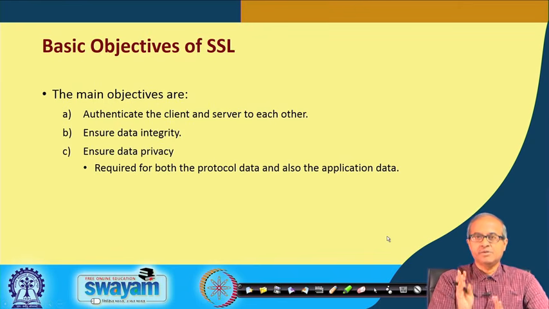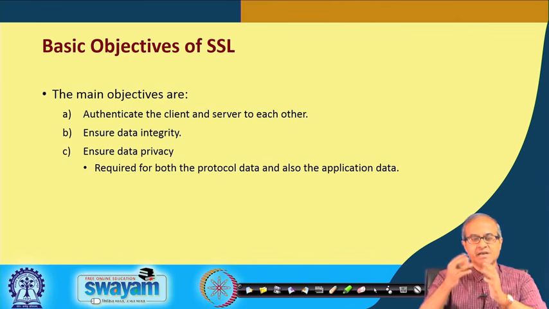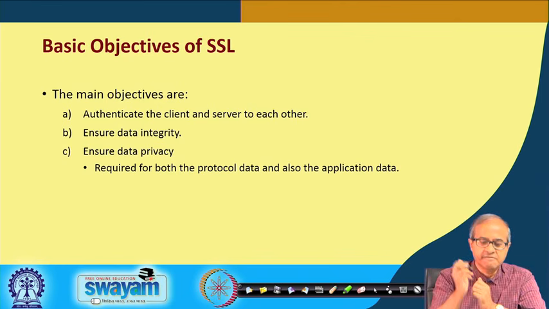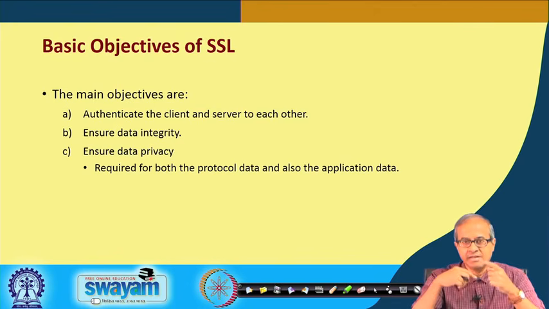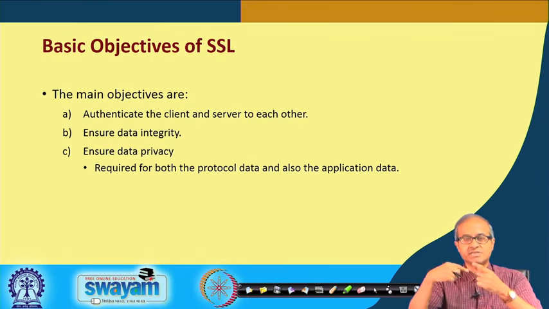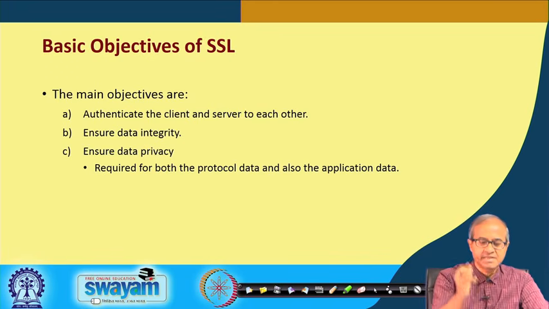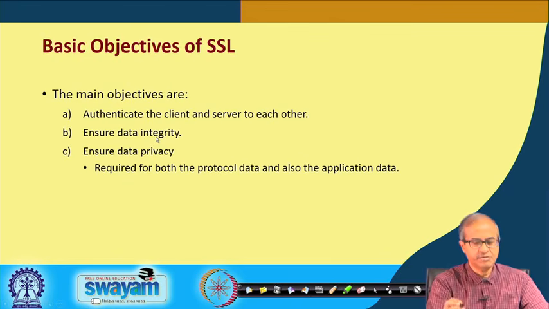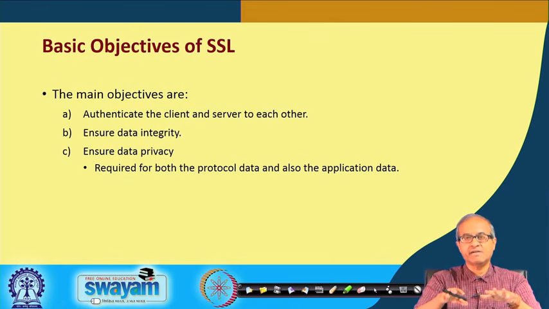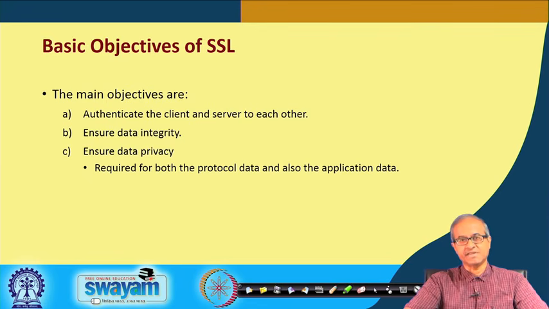Fine. Now, the basic objectives of the Secure Socket Layer, or SSL, are several. First is authentication. The client and server, two parties communicating over a network, must authenticate each other. So, I know who the other party is, and the other party also knows who I am. Then, ensure data integrity. It will also take care that data is not modified in transit. If there is a data modification, it will be immediately detected at the receiving end.